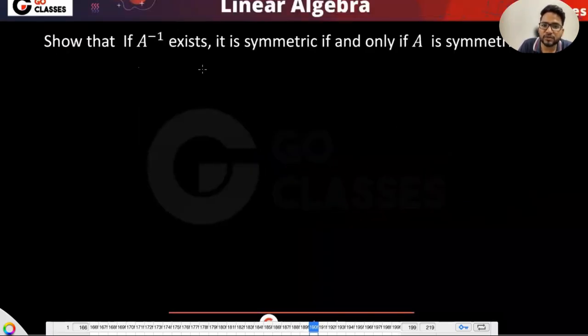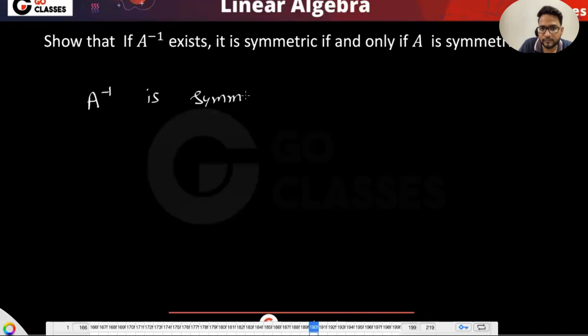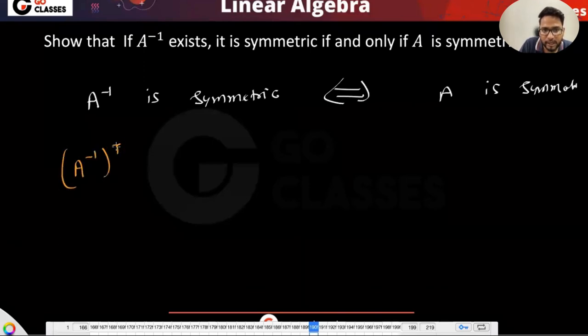They are saying that if A inverse exists, it is symmetric if and only if A is symmetric. A inverse is symmetric if and only if A is symmetric. Which means they are saying that given that A inverse transpose equal to A inverse, it is possible only when A transpose equal to A, or vice versa.